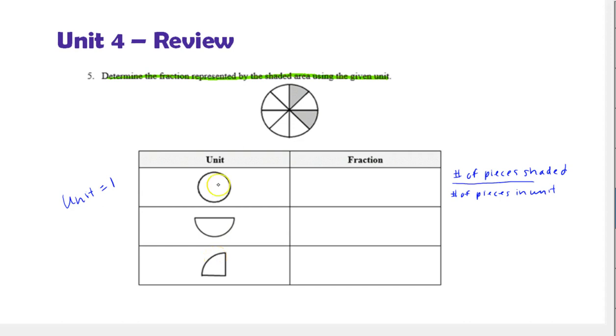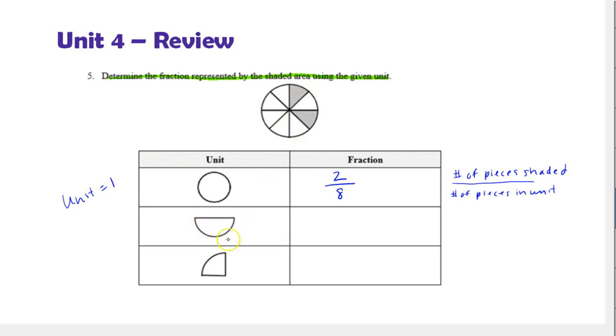Okay. So here, if we look at the circle, the shape is equivalent to this. We have 1, 2, 3, 4, 5, 6, 7, 8 total pieces, and 2 are shaded. Okay. So 2/8 of this circle is shaded. Now here, this looks like half a circle.